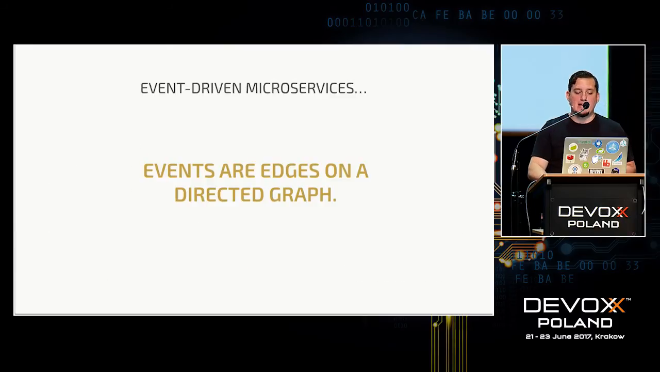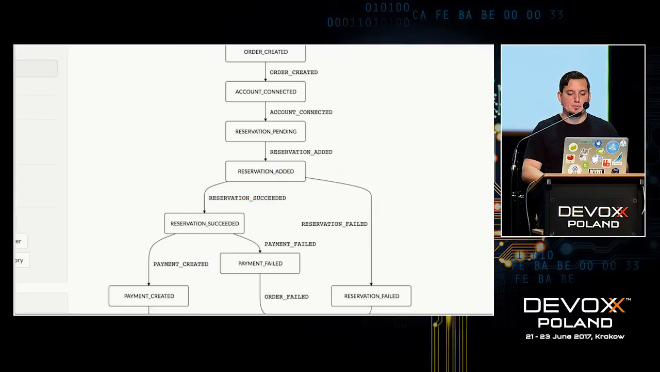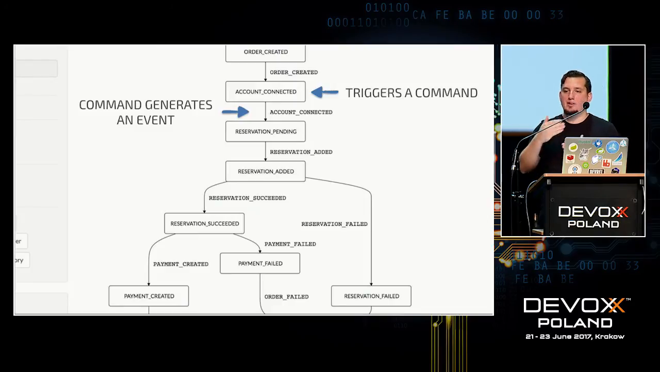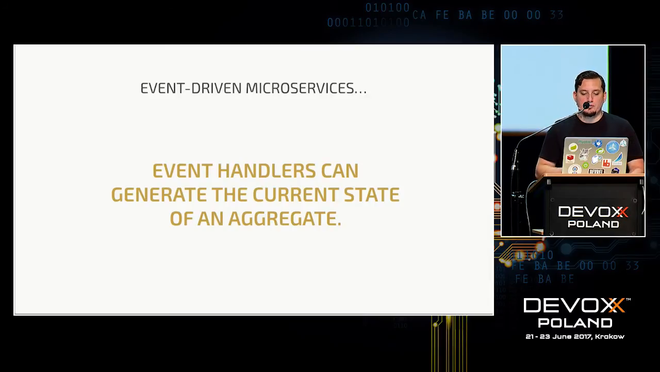And then events are just edges on a directed graph. So we're going to trigger a command here at account connected, right? That's a handler. Then I'm going to have that event that's generated, and that's going to go on to the next handler. So event handlers can generate the current state of an aggregate, right? Every single event handler there is transitioning that state. It's going to create a command that will be subscribed to by a different handler, and we are able to make sure that our transaction is consistent.